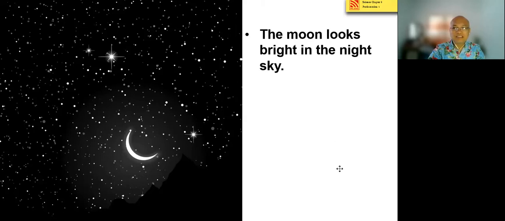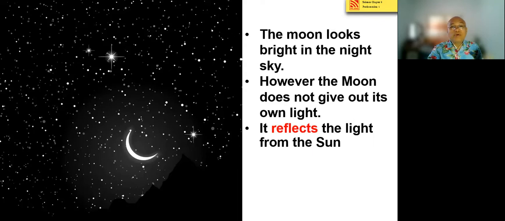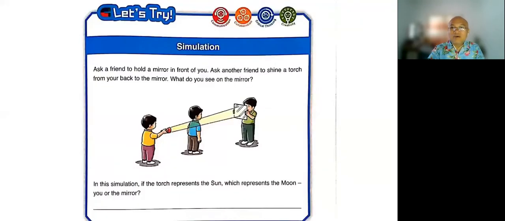Now the moon looks bright in the night sky. However, the moon does not give out its own light. It only reflects the light from the sun. There is no light from the moon. It's from the sun, given to the moon, reflected to us. So look at this simulation.